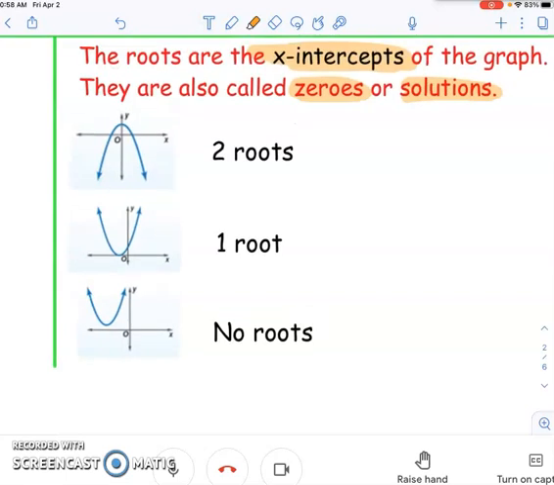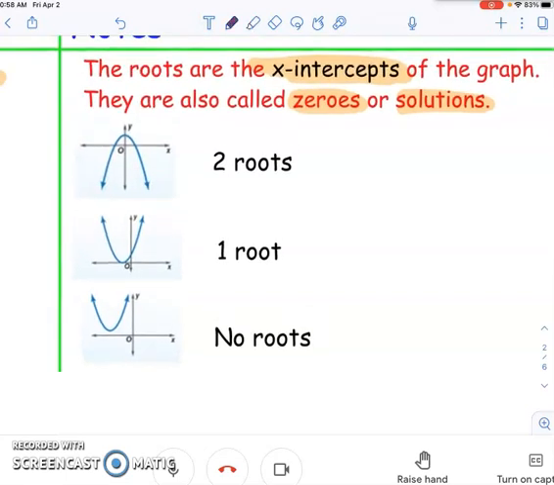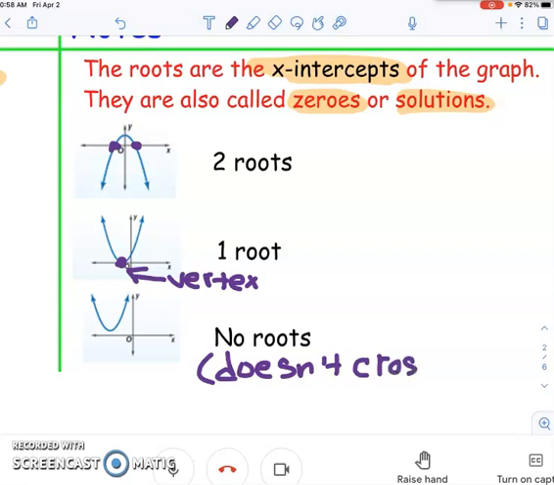So when you look at each of these graphs, the first one has two x-intercepts, so it has two roots. The second one only has one because the vertex sits on the axis. And then the last one doesn't have any roots. It doesn't cross the x-axis. So you can still graph it, but there wouldn't be any solutions or zeros for this one. So our quadratics can have two solutions, one solution, or no solution.